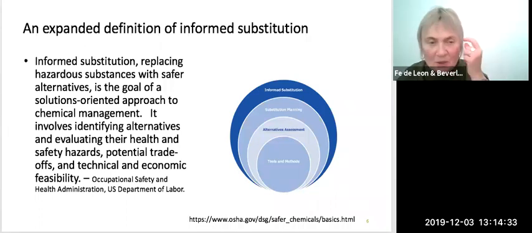And here's just another expanded definition. I thought it would be useful to show what the Occupational Safety and Health Administration at the U.S. Department of Labor defines as informed substitution. Again, the focus is on replacing hazardous substances with safer alternatives. But as they flesh out the definition, it involves identifying alternatives and evaluating their health and safety hazards, as well as the potential trade-offs and technical and economic feasibility. So it's a nice graphic that you can go on the website there that I've given you. Next, please.